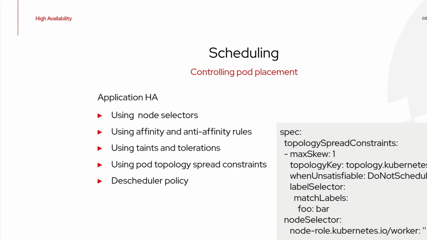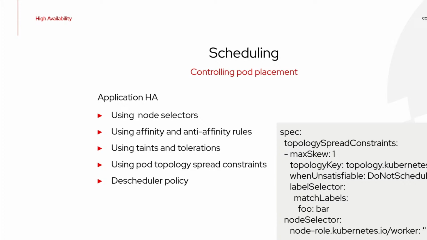The maxSkew field specifies the degree of imbalance in the spread. It tells the allowable difference in the number of pods between these zones. As an example, if we have maxSkew set to 7, the scheduler may end up scheduling the pods 7-0-0 across these 3 availability zones.